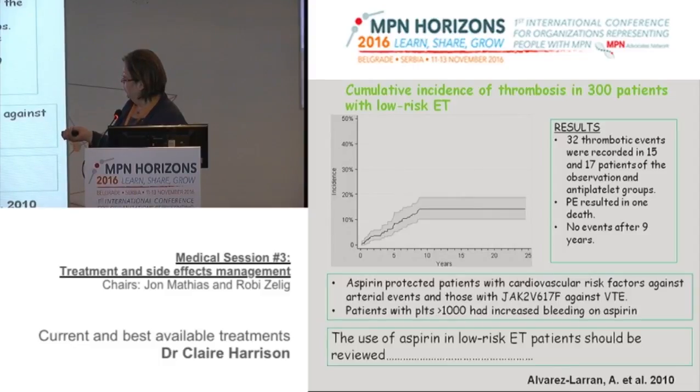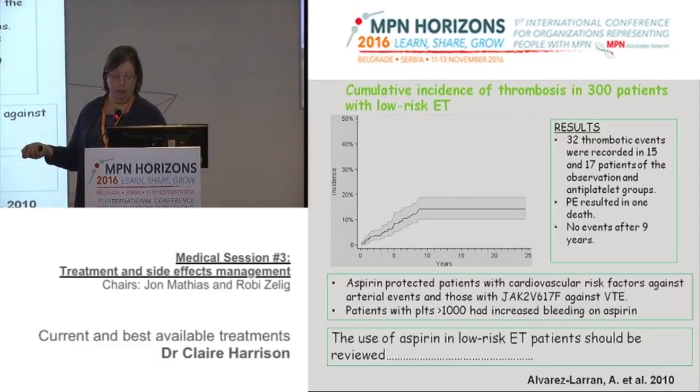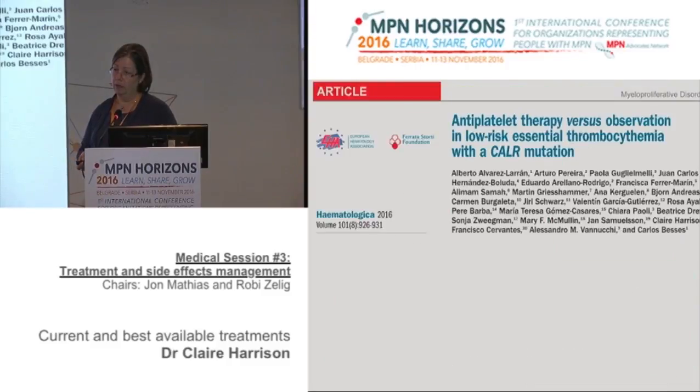Further data suggested that aspirin protected patients who had cardiovascular risk factors, so smokers, high blood pressure, etc., and might protect JAK2 positive patients against venous thrombosis. And this story of increased bleeding on aspirin came out also from this study.